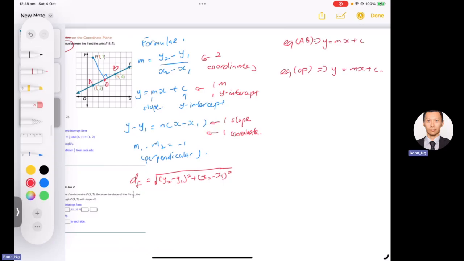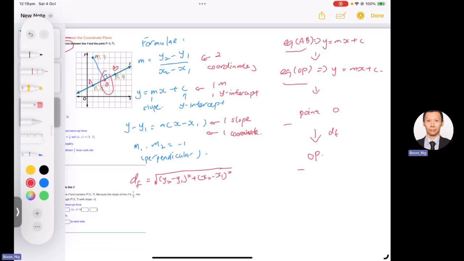Once we figure out these two equations, we need to look for point O, the coordinate of point O. And then we use the distance formula to look for the distance between O and P. That is the process. First, we need to look for the equation for AB, then OP, and then point O.